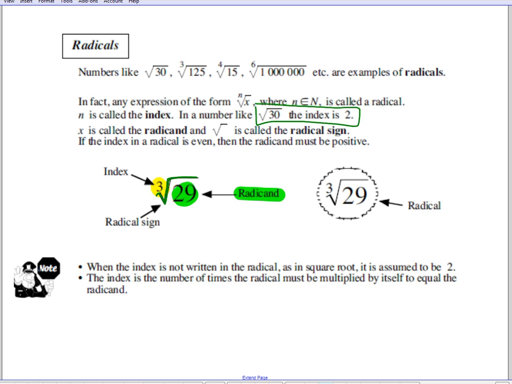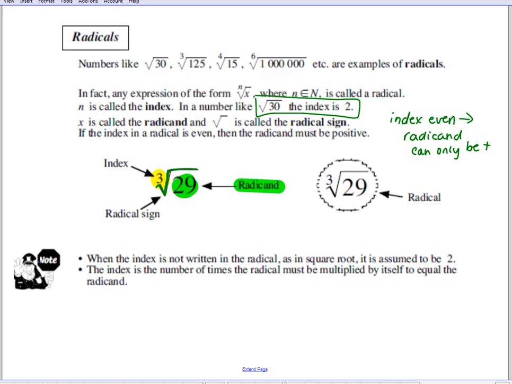And if the index is even, the radicand can only be positive. So the inside, you can't square root a negative, essentially. You can't 4th root a negative. You can't 6th root a negative. It's just not possible. If your index is even, the inside of this radical symbol cannot be a negative. Okay? All right, so let's look at the next page.